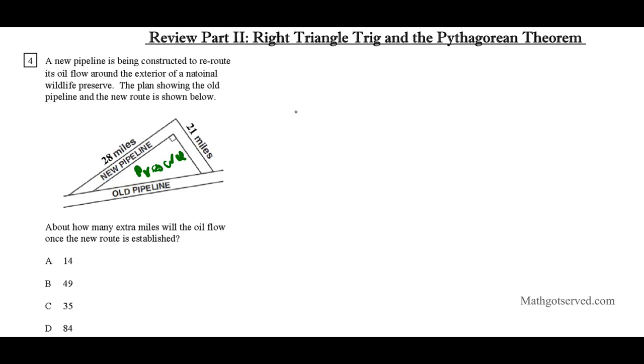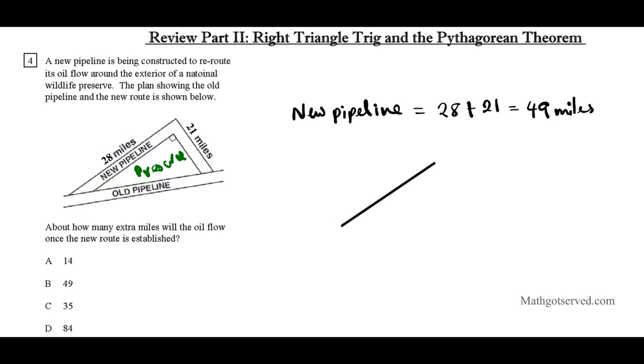Okay. So we know that the new pipeline is 28 plus 21 miles long. You go starting from here, 21 plus 28. So the oil is going to flow 49 miles. For the old pipeline, we don't know what it is, but since this is a right triangle, we can use Pythagorean theorem to simply figure out what the length of the old pipeline is, okay? So how about we just make a sketch of the triangle, and then we're going to put in the measures and figure out the length of the old pipeline, okay?